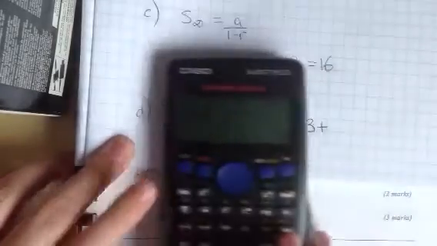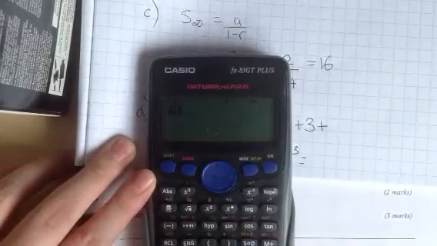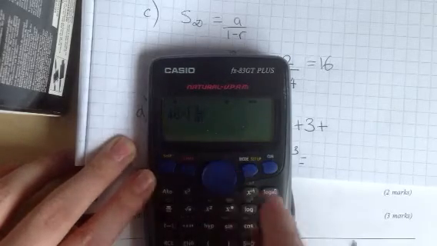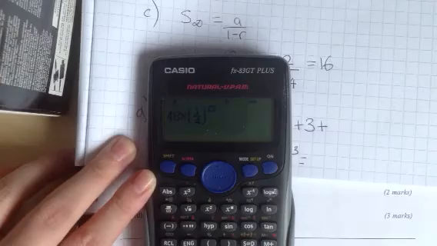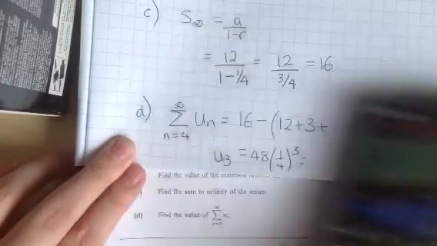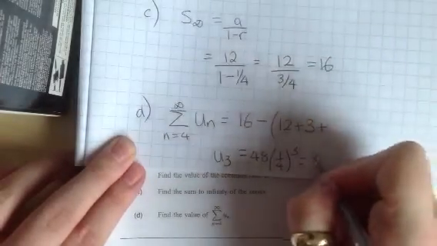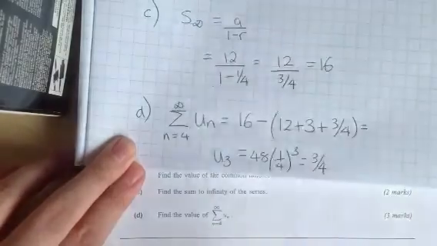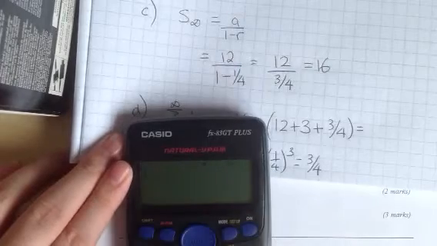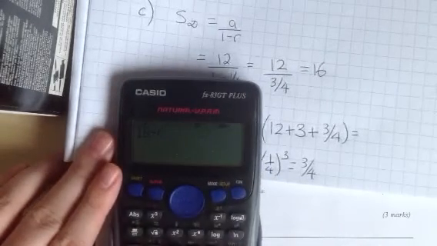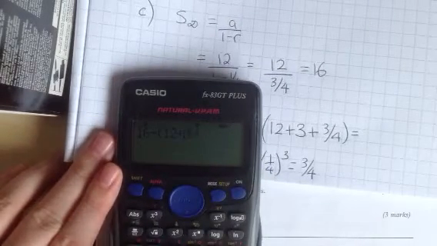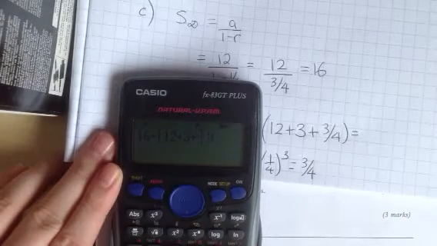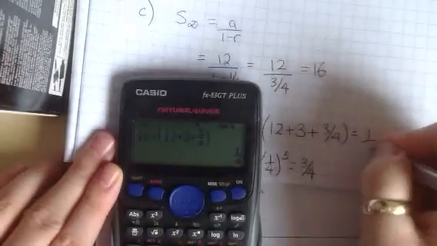You can do that on your calculator if you need to. 48 times, and if you put it in your fraction button, 1/4 to the power of 3, which is 3/4. So that's 3/4 there. You stick 3/4 in there, and you just stick the rest in your calculator. So that will be 16 minus the first term, the second term, and the third term. You want to keep the fourth term and all the rest, and the answer there is 1/4.